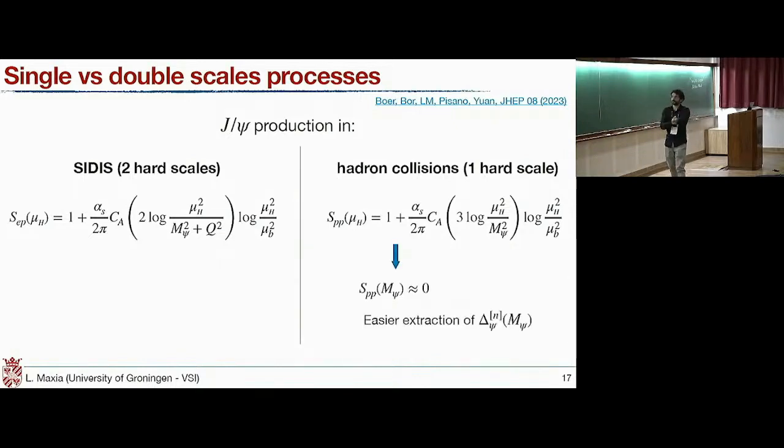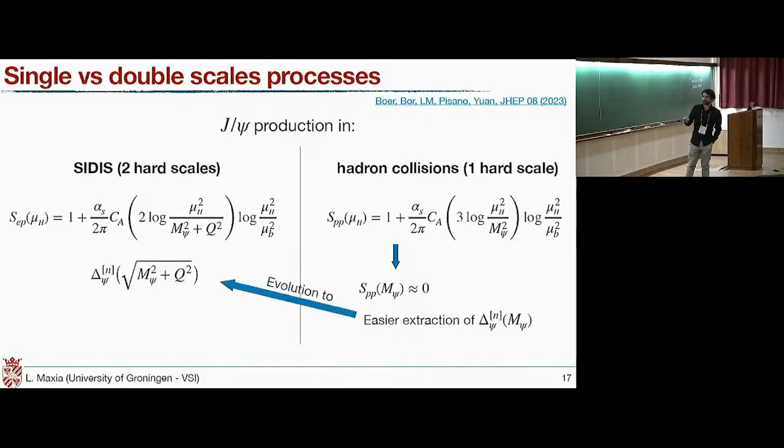Because in such case, it is more natural that if you evaluate this object at this single Hart scale, this process-dependent term will be suppressed somehow. So in such case, it's easier to extract the universal part of the TMD shape function. Then you can evolve this term up to the scale you want to measure in the two Hart scale scenario, and combine with the process-dependent part that you evaluate there.